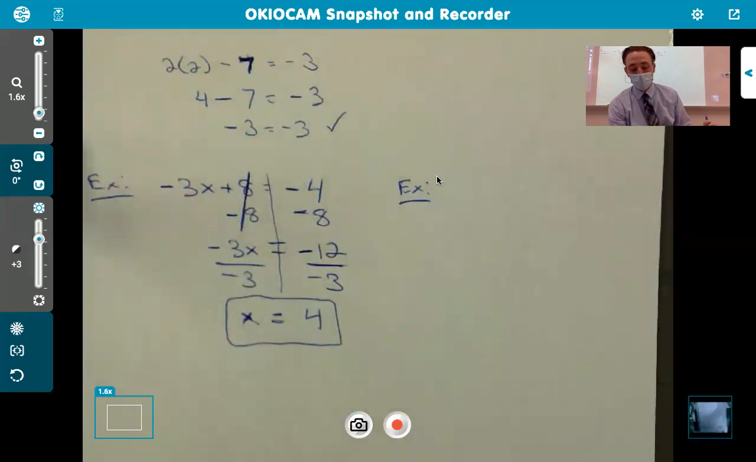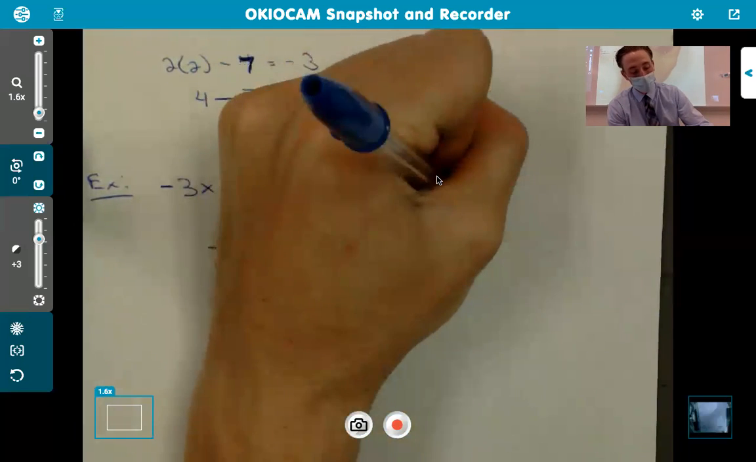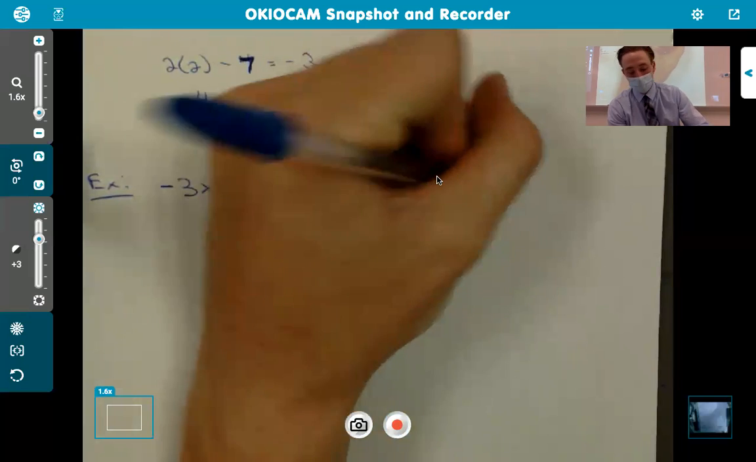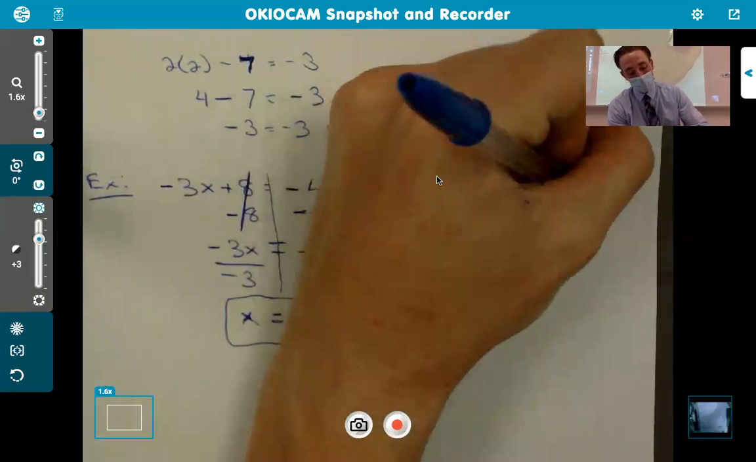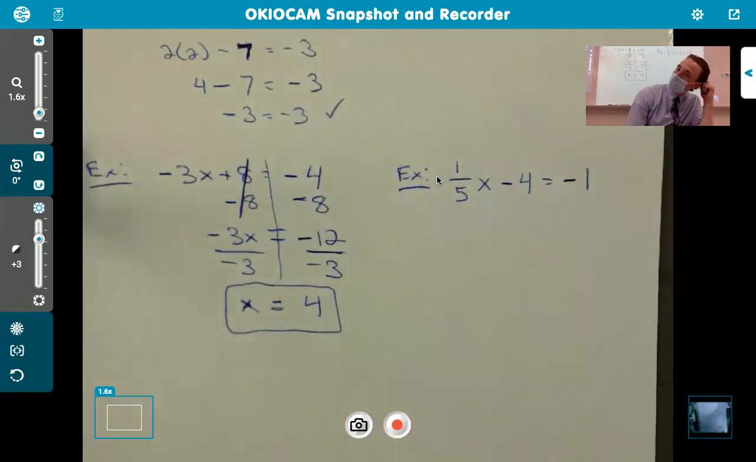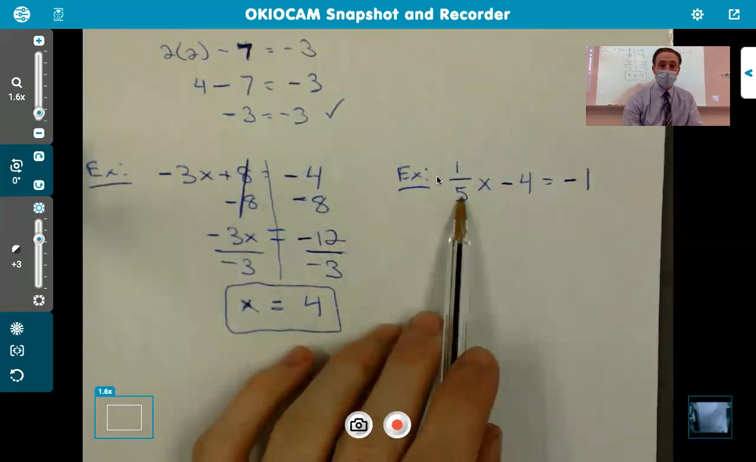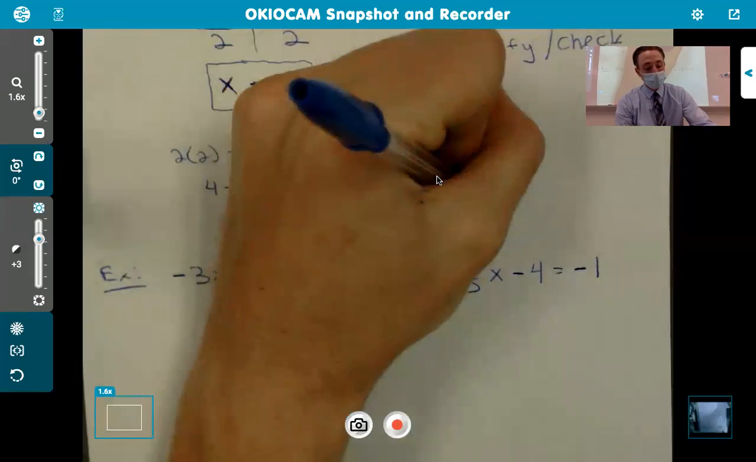So I have 1/5 x minus 4 equals -1. All right. What do we notice that's a little bit different about this example compared to the first two that we did, or even just the one that's next to it? There's a fraction, right? Sometimes they'll write it as 1/5 x. Sometimes they might write it as x over 5.